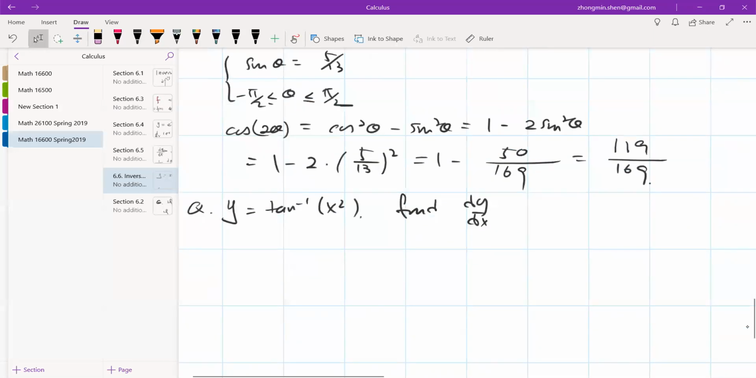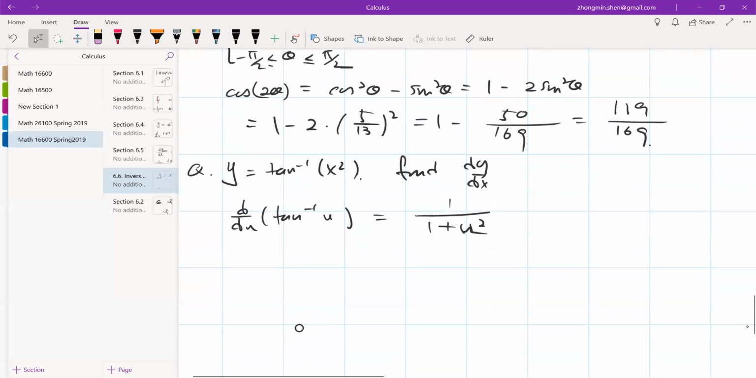According to the chain rule, what we know is the derivative of arctangent. Not theta, I'm going to use y. No, don't use the same y here. Let's say u. This is going to be 1 over 1 plus u squared. And we know this formula, so we just use that formula to find the derivative.